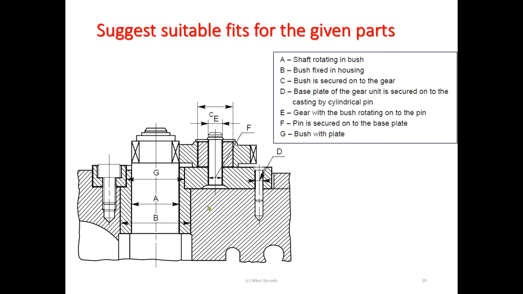Number C here, as you can see, it is a bush and it is secured onto the gear. This looks like a gear, and in that the bush is fixed. So definitely it should again have interference fit while it is secured into the gear. Then D is the base plate of the gear unit, which is secured on the casting by a cylindrical pin. Okay, so it can be an interference fit. You push fit into that.